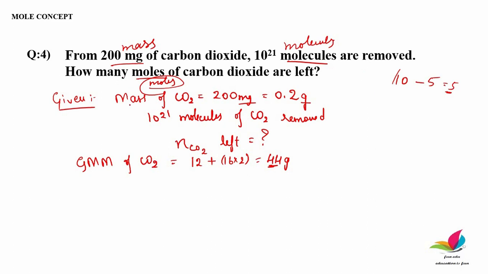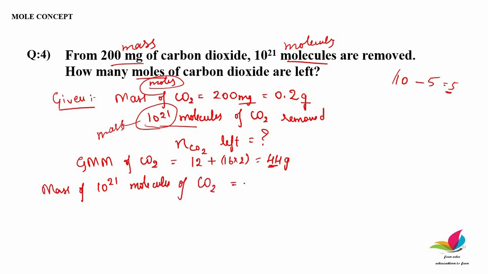So we have 200 milligram, that is 0.2 gram of carbon dioxide with us. From this, 10 to the power 21 molecules of carbon dioxide is removed, but we can't do the same thing here, correct? We can't subtract 10 to the power 21 molecules from 0.2 because this is in gram and this is number of molecules, correct? So let us first convert this 10 to the power 21 molecules into mass, correct?